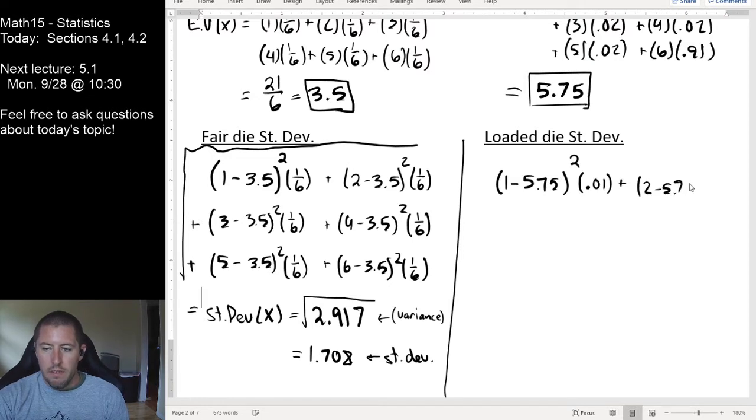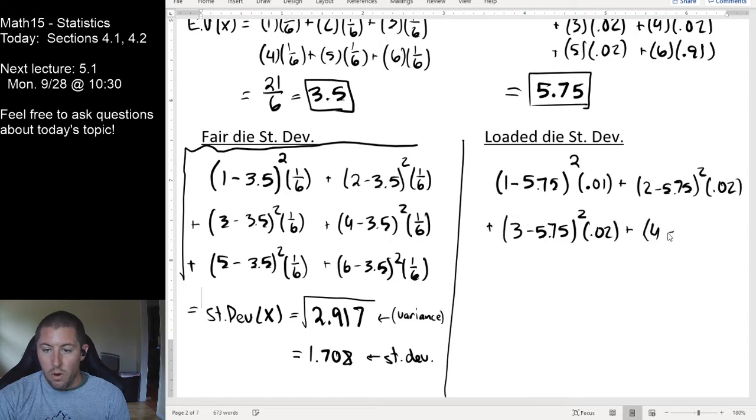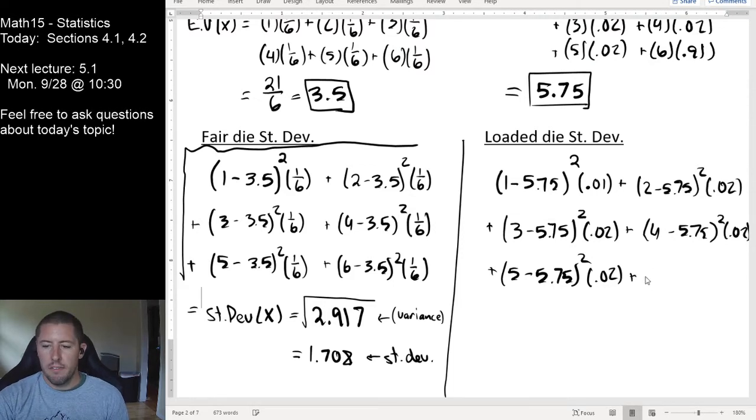2 minus 5.75 squared times 0.02. So this is not quite as far of a deviation, but it is twice as likely as the last one over here. So that'll make, again, a pretty small contribution. This has even less contribution because 3 is even less far from the mean, and it still doesn't occur very often. 4 is even less far from the mean, so it's going to give an even smaller contribution. 5, we're almost sitting on the mean by now. It still only occurs 0.02 or 2% of the time.